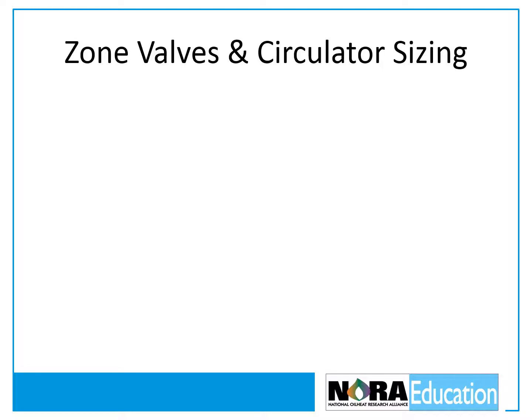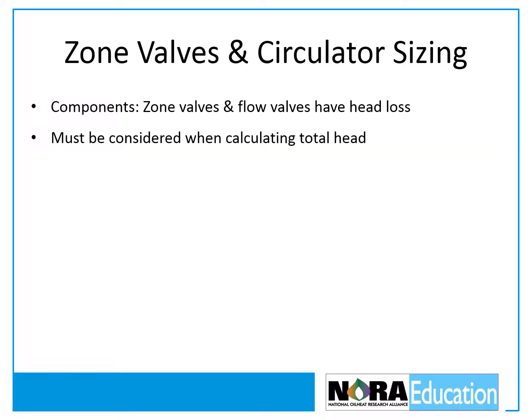There is an additional factor that must be considered when determining the total head that a circulator may need to overcome, and that is the components within the system itself, zone valves and flow valves. They each have a head loss. And again, these must be considered when calculating the total head.